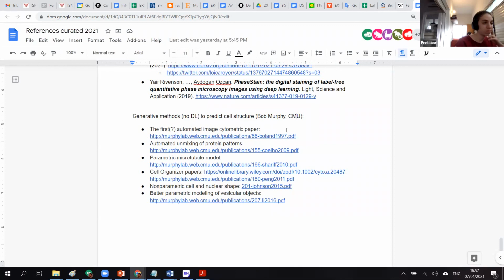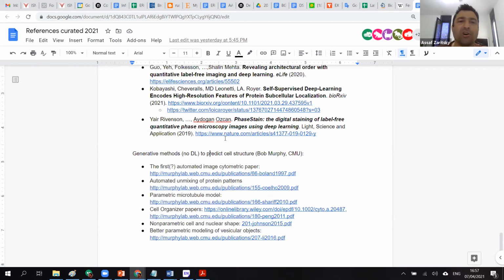Pioneer in that is Bob Murphy from Carnegie Mellon. So these papers are not deep learning, but they are learning statistics of different structures within the cell. So you can pick from there. And that's it for now, because I'm going to add more as we go on the different topics.